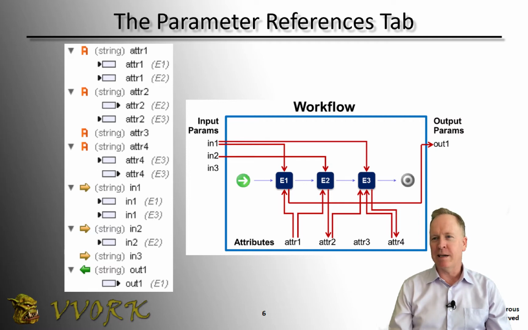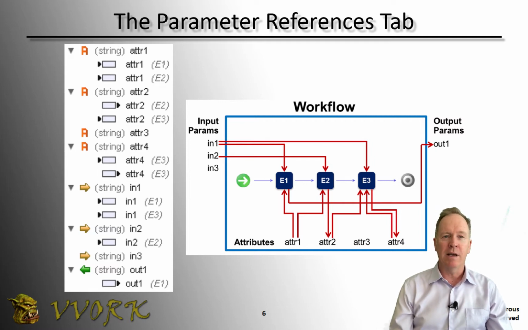Over here on the right side of this slide, I've drawn an illustration of a workflow. As you can see, this workflow has different input parameters, an output parameter, and several different attributes. Now, the diagram here is one that I've created to illustrate bindings in my workflow, but you won't see a diagram like this in the Orchestrator client. Instead, if you want to see this same type of information in the Orchestrator client, you can use the Parameter References tab. So let's look at the Parameter References tab over here on the left side.